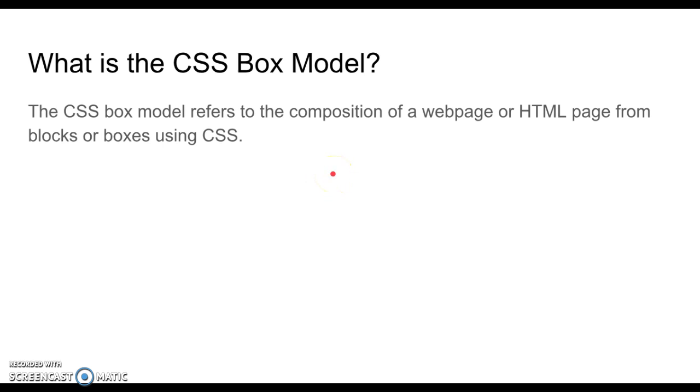So what is the CSS box model? The CSS box model refers to the composition of a web page or HTML page from blocks or boxes using CSS. In web development, the CSS box model is like the most important part of stylization. Specifically, the box model describes how the size of each such block and its content is determined through styling instructions, okay?